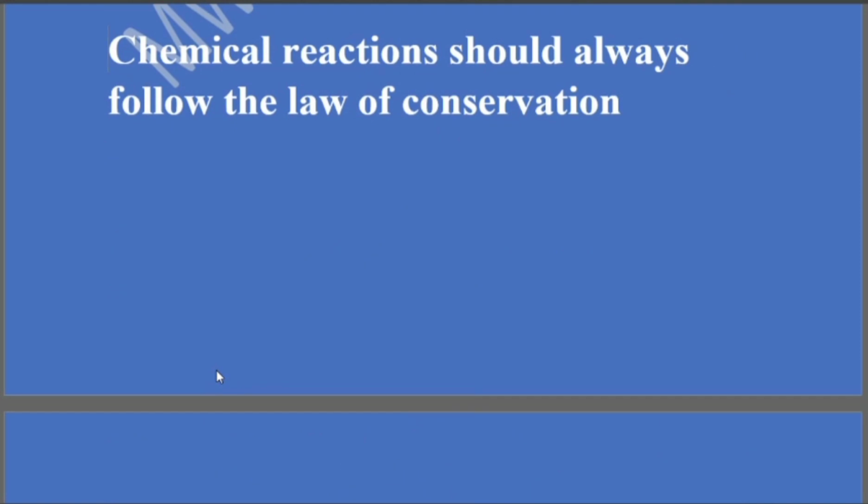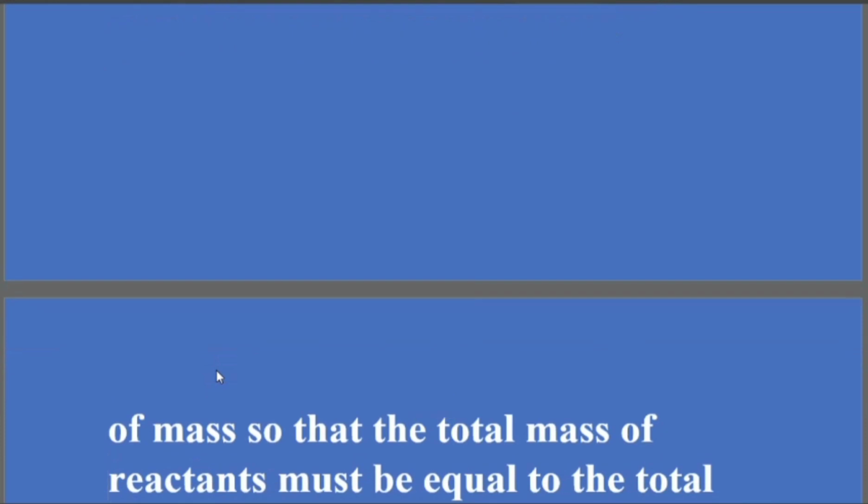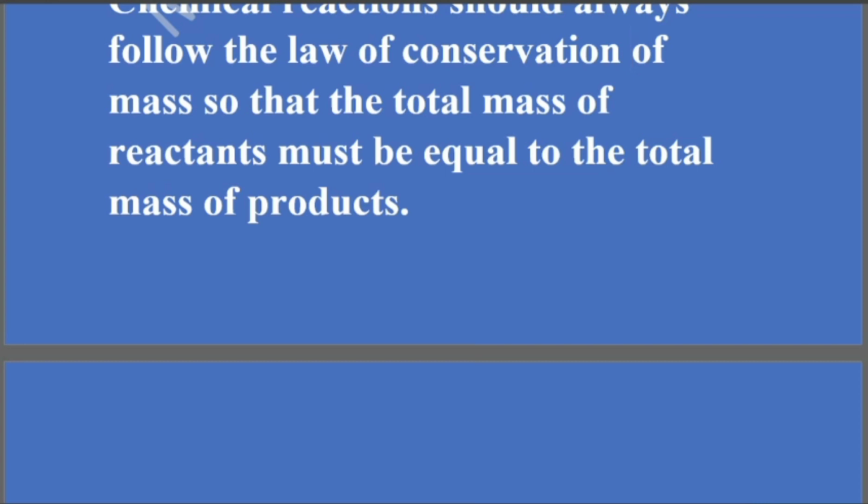So you're saying in order for an equation to describe a reaction accurately, the equation must be balanced. So you're saying that the chemical reaction should always follow the law of conservation. Remember, here we are conserving the law of conservation of mass, so that the total mass of reactants must be equal to the total mass of products. Now, the product side and the reactant side, the total mass must be equal.